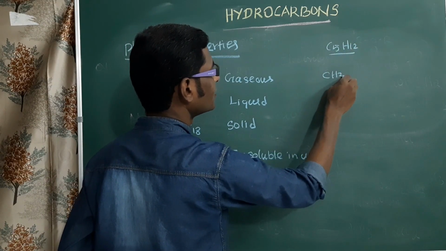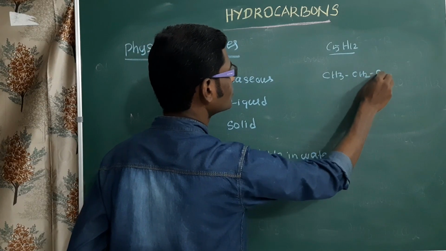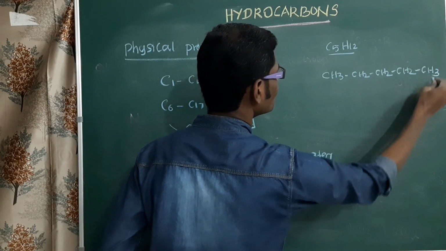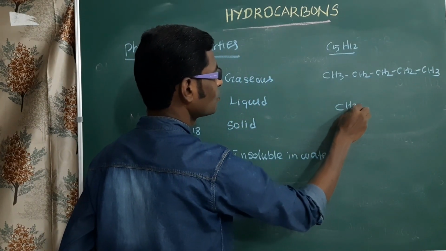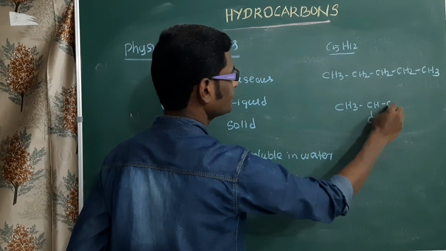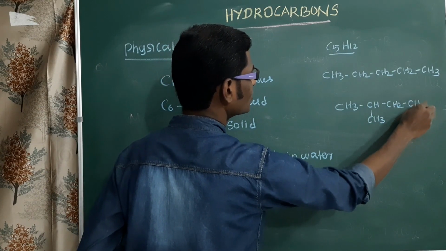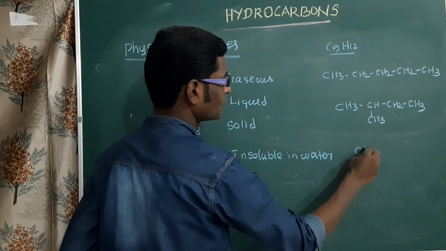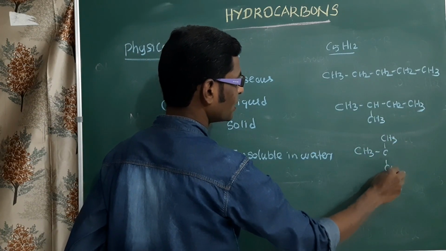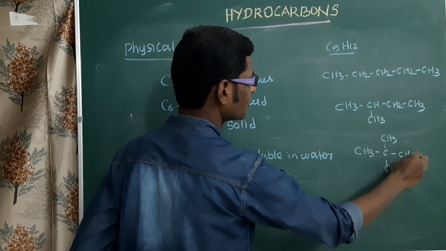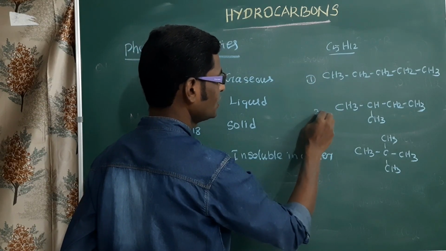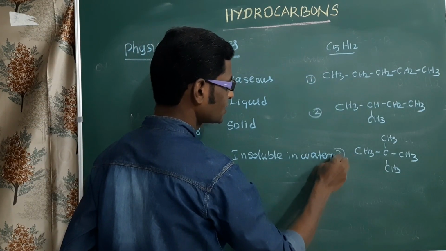One is n-pentane, CH3, CH2, CH2, CH2, CH3. There is no branch. Another one is isopentane. It has one substituted methyl group. Isopentane or 2-methylbutane. Third possible isomer, 2,2-dimethylpropane. Among these three, the first compound has the longest carbon chain compared to the second. Third one will have the shortest carbon chain.